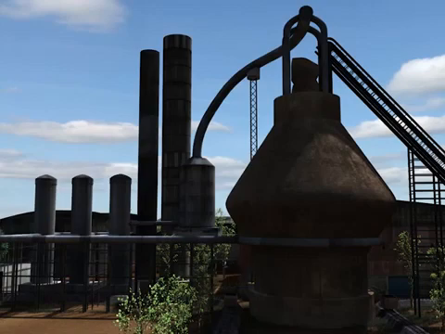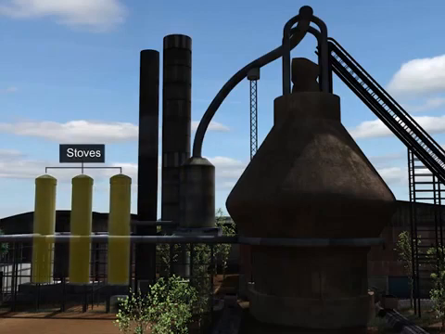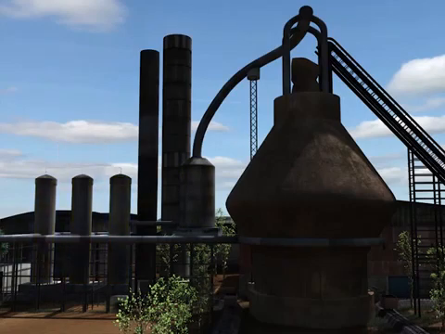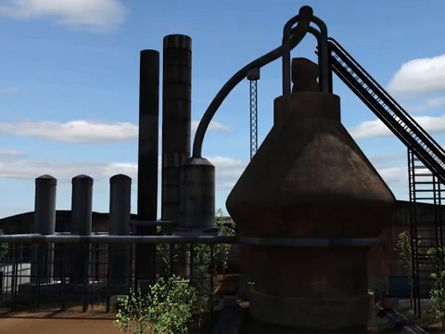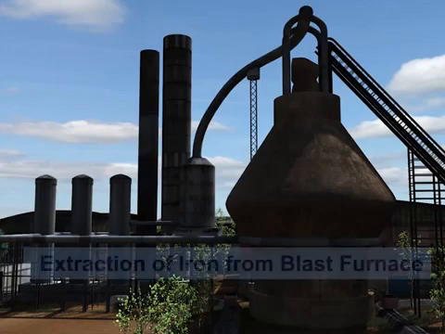The gas discharged from the gas outlet is passed through a dust catcher to remove suspended particles and then fed to the stoves to heat the air that is blown into the furnace. At the bottom of the furnace, there are two nozzles called tuyères, through which hot air is blown into the furnace. This process is called blasting, and that is why the furnace is known as a blast furnace.